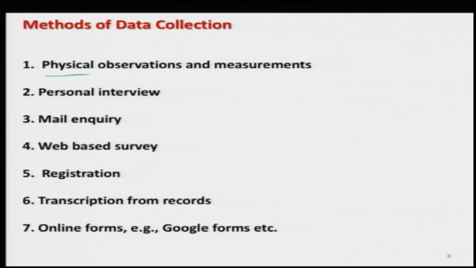The first one is physical observations and measurement. That means whatever is the variable on which the observation will be required. For example, if the variable is height or weight, then the height or weight of the persons has to be recorded using some tool, for example a weighing machine or a scale to measure the height and so on. Second option is personal interview, where the surveyor will contact the persons over phone or personally visit the person and ask the questions.